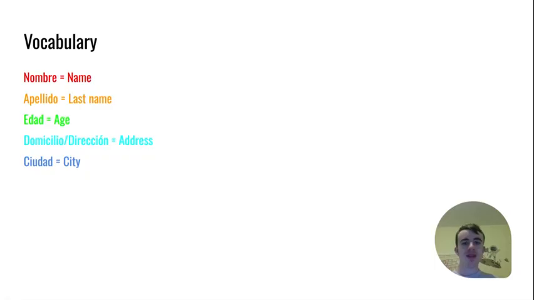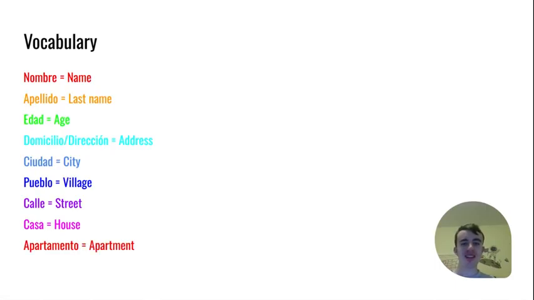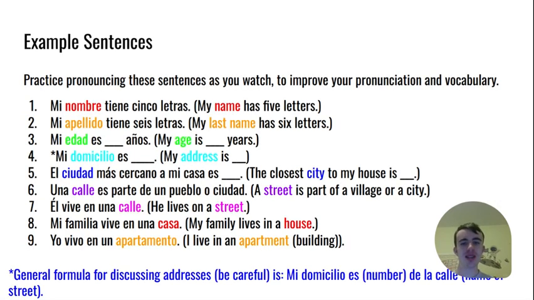So moving along, we have a couple cognates here, like ciudad, which means city. And here's not a cognate. I might have lied a little bit, sorry. But pueblo means village. Calle means street. Casa means house. It's a common word. You gotta know it. And here's a word that is a cognate, so I didn't totally lie. Apartamento means apartment.